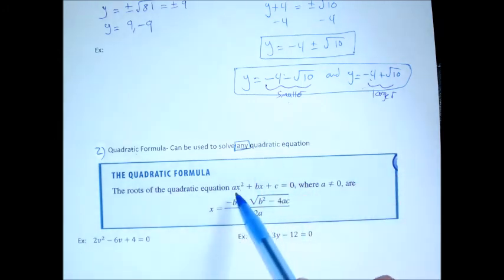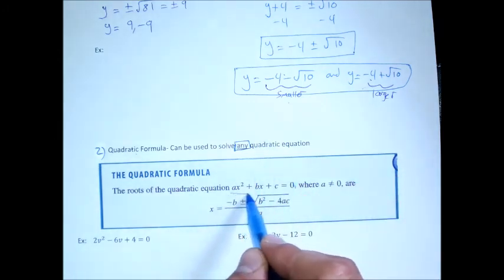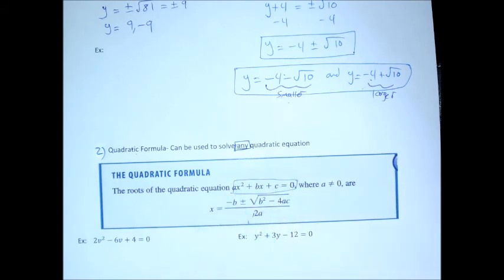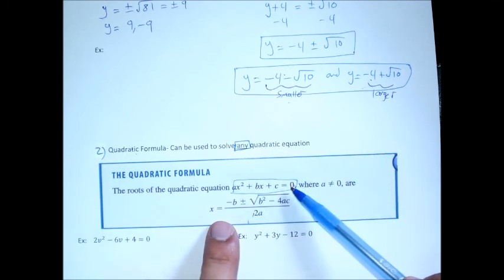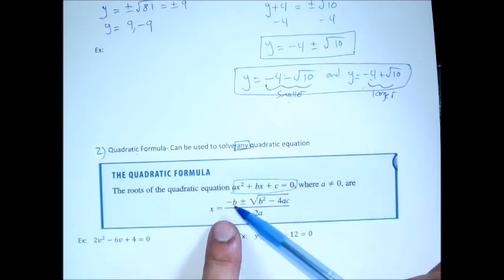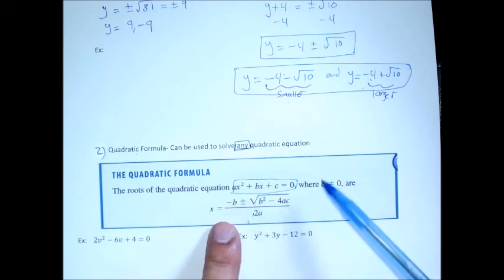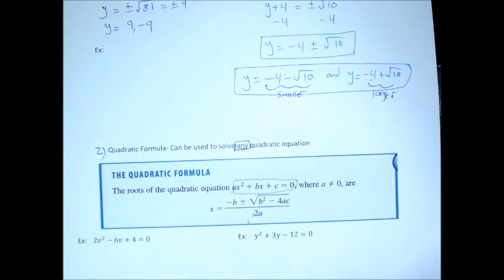So given an equation of this form, ax squared plus bx plus c equals 0, the roots of that equation are x equals -b plus or minus the square root of b squared minus 4ac, all over 2a. I know it's kind of nasty looking, but if you do it a few times, usually it's not too bad to remember.